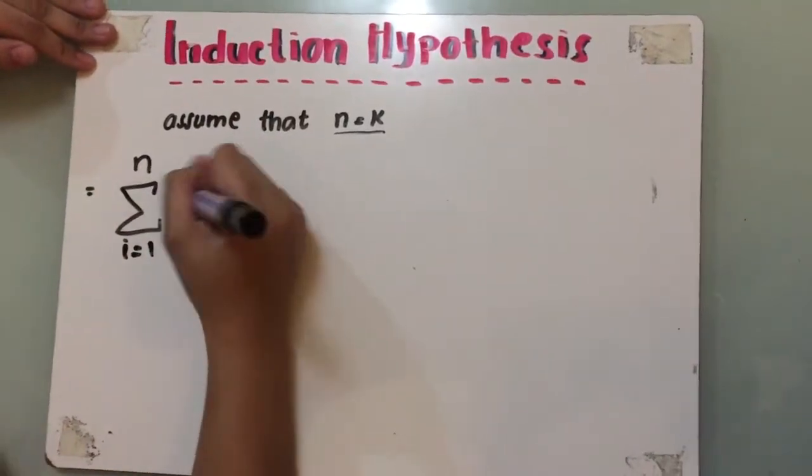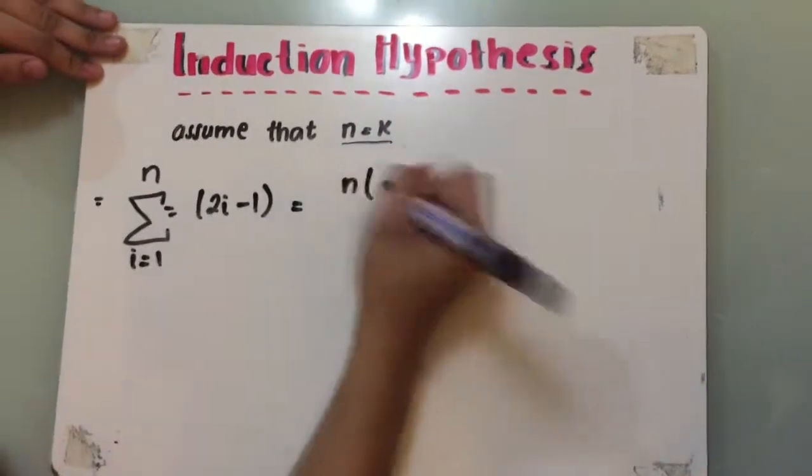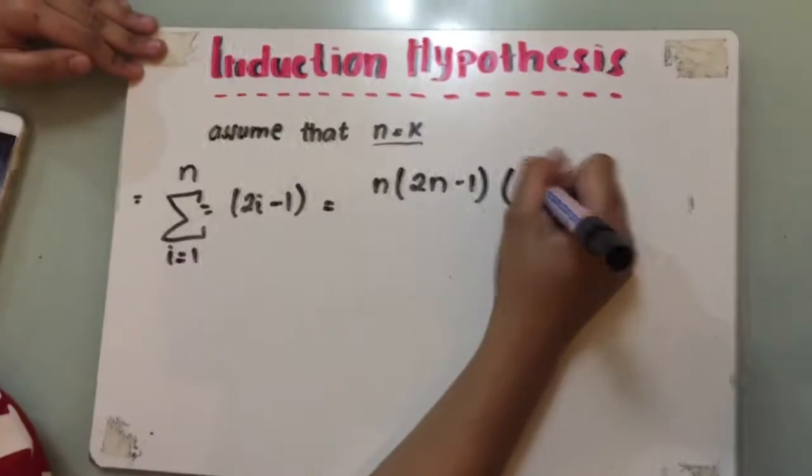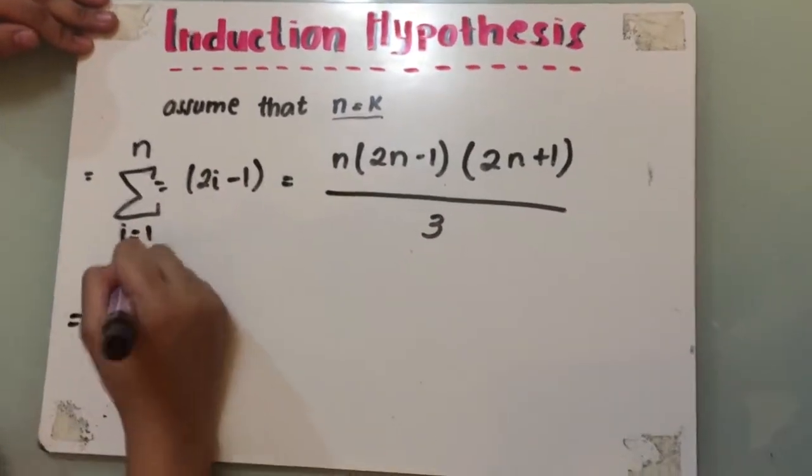So in the induction hypothesis, we will assume that n is equal to k and we will be finding the next term. In the problem, the sum of the quantity 2n minus 1 squared is equal to n times the quantity 2n minus 1 times the quantity 2n plus 1 over 3.